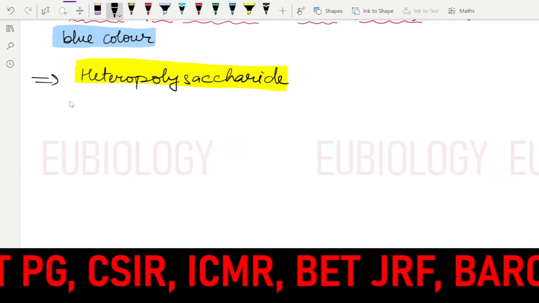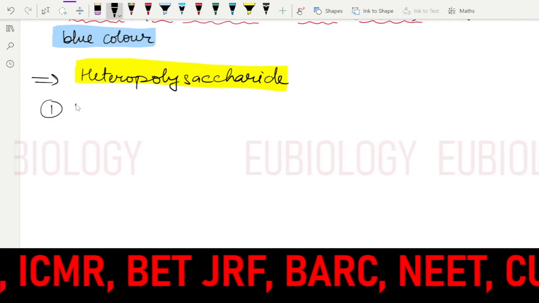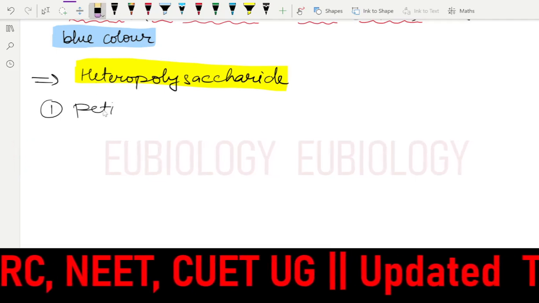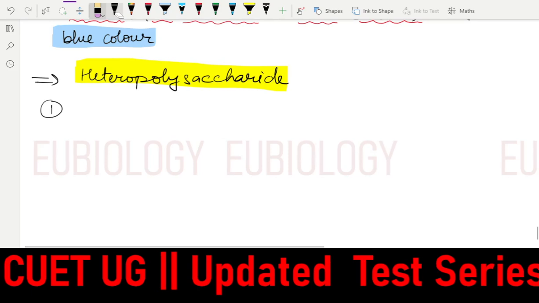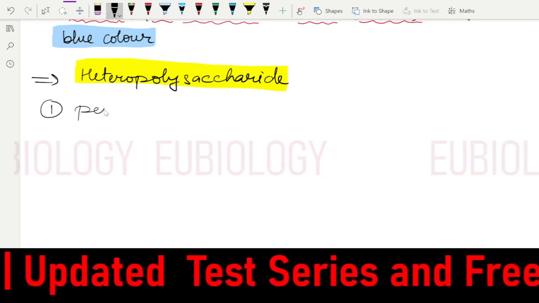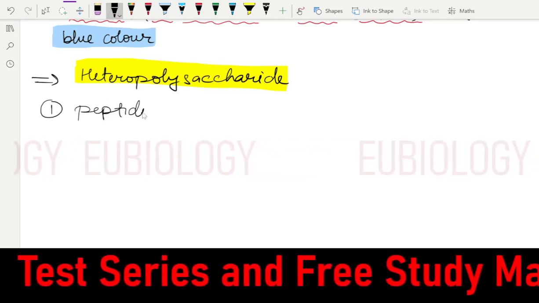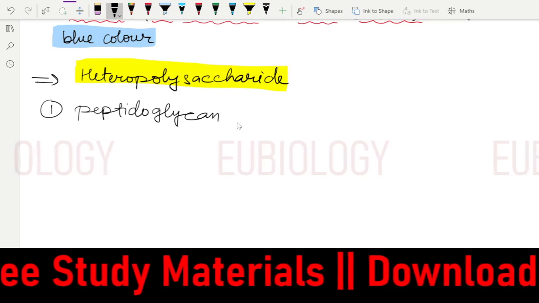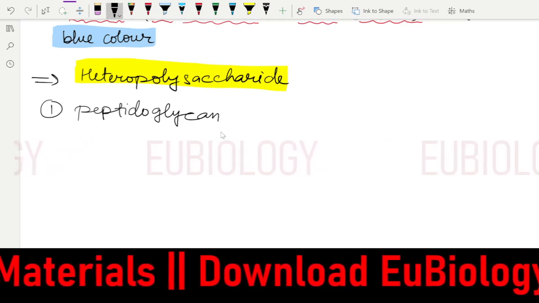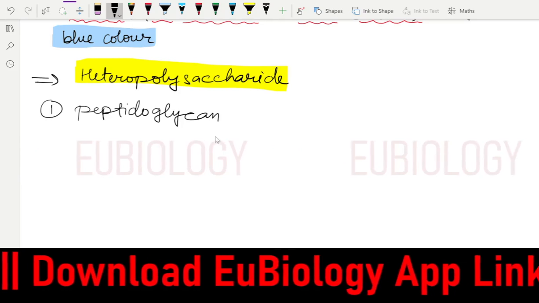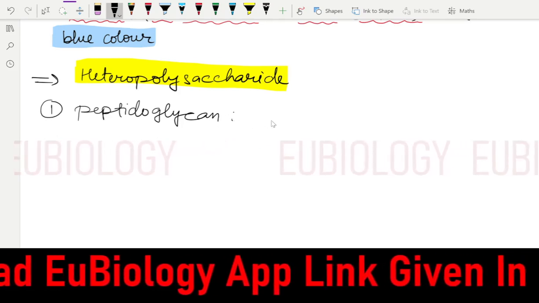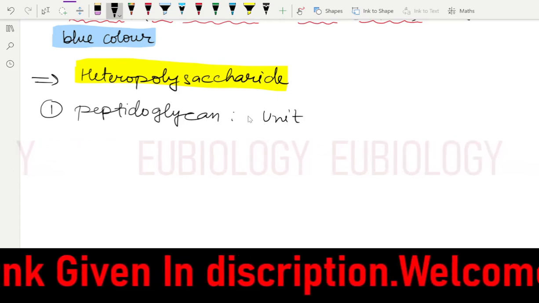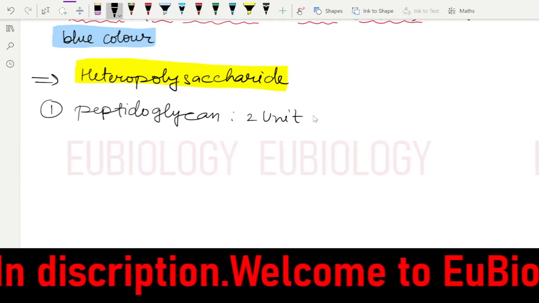So we are going to start with peptidoglycan. First, we are going to start with peptidoglycan. So if you see peptidoglycan, there should be two units in this. So what are the two units? The first unit and the second unit.